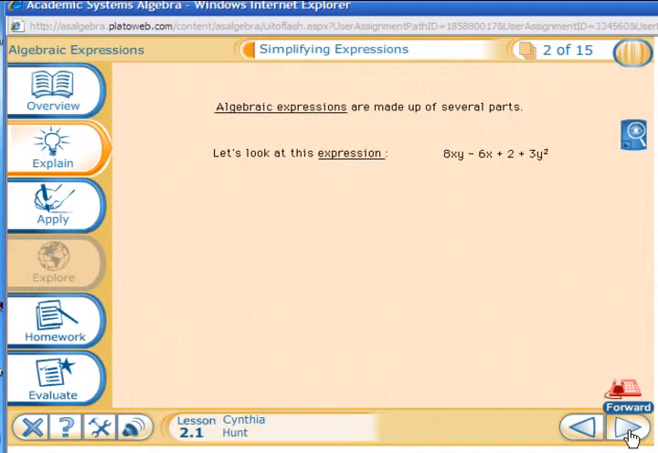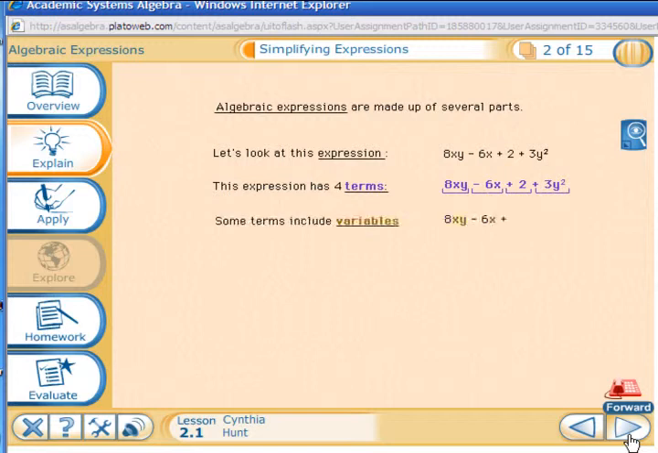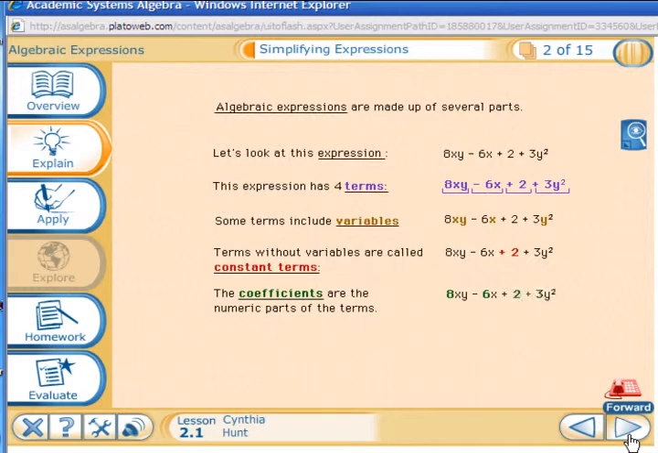Algebraic expressions are made up of several parts. Let's look at this expression. This expression has 4 terms. Some terms include variables. Terms without variables are called constant terms. The coefficients are the numeric parts of the terms.